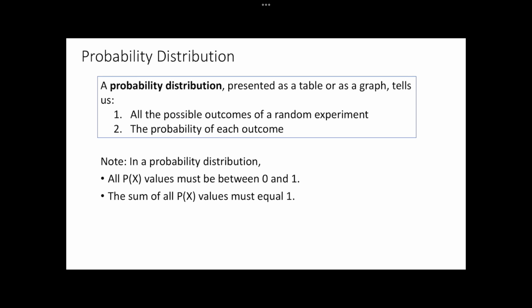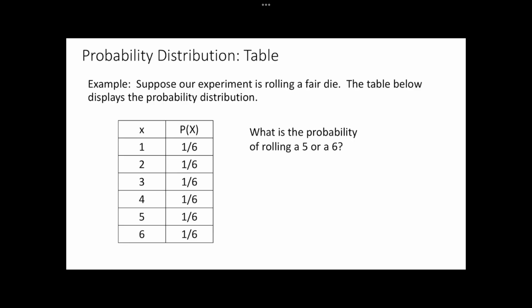Probability distributions are usually presented as either a table or a graph. So let's look at some examples. Suppose our experiment is rolling a fair die. Then the table below displays the probability distribution. Now notice this table tells me all possible outcomes. So x is an outcome. The possible outcomes are 1, 2, 3, 4, 5, 6. And it gives me the probability of each outcome. In this case, each outcome is equally probable with probability 1 over 6.